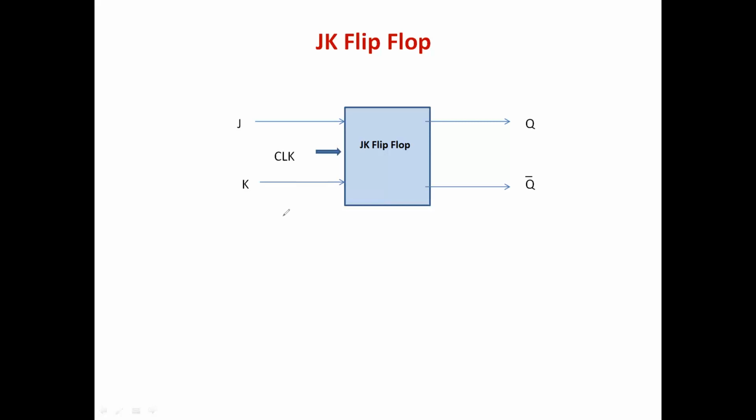So JK flip-flop is similar to SR flip-flop with only a small change. Instead of inputs S and R, we have inputs J and K, the same clock signal, and the two outputs Q and Q bar, which are complements of each other. Now I'll write the logic diagram for JK flip-flop. You can see that it is almost similar to SR flip-flop.